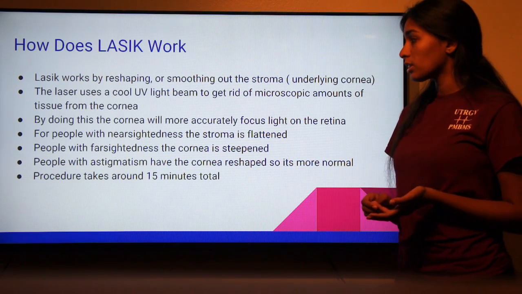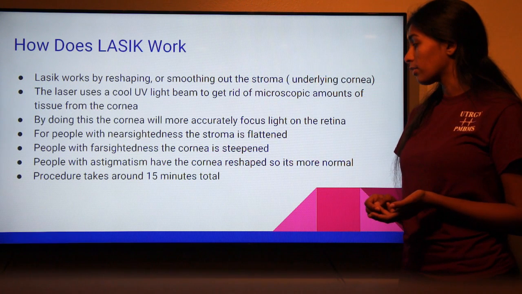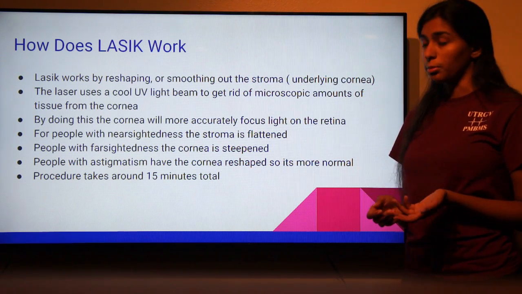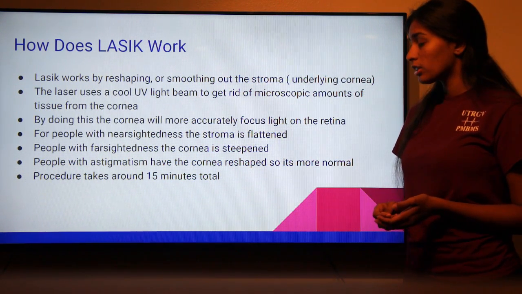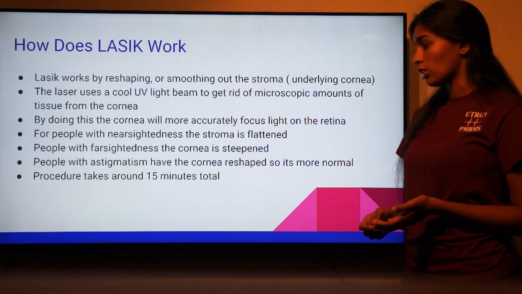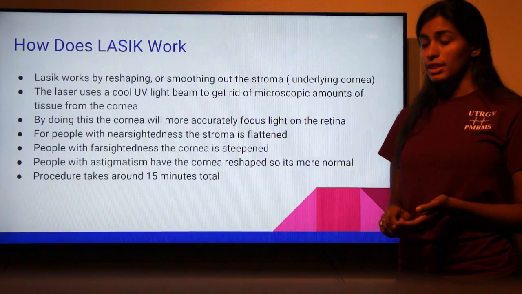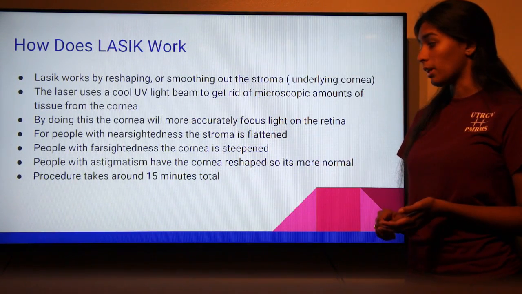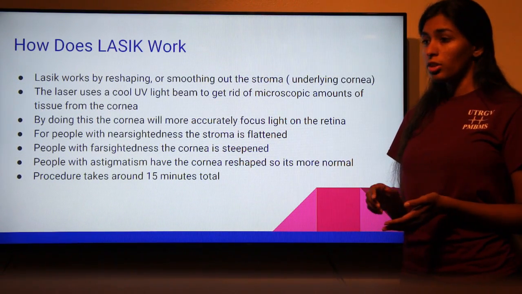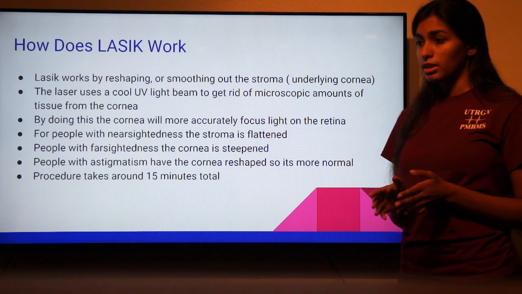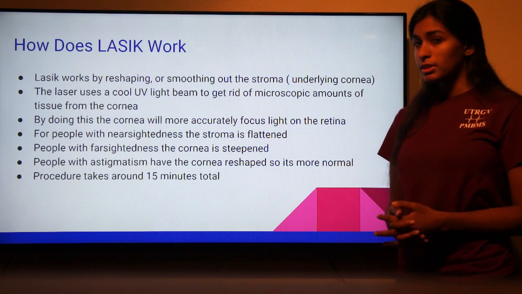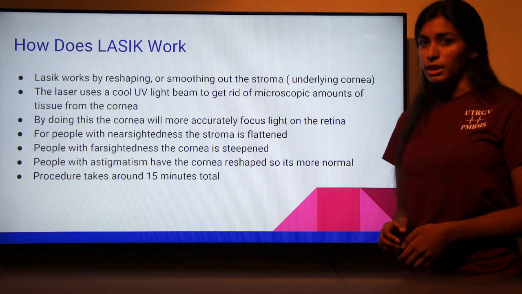The laser uses a cool UV light beam to get rid of microscopic amounts of tissue from the cornea, essentially. So people with nearsightedness, the stroma is flattened. People with farsightedness, the cornea is steepened, and then people with astigmatism have the cornea reshaped because their cornea is shaped unevenly. The procedure takes a total of around 15 minutes.